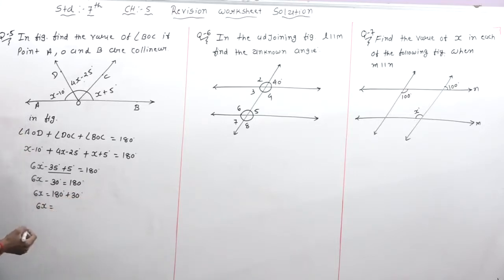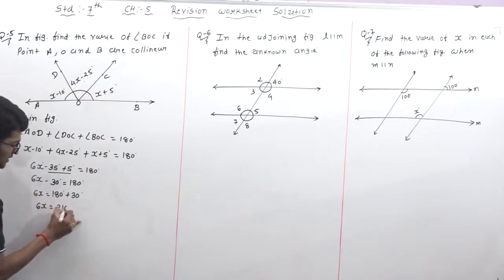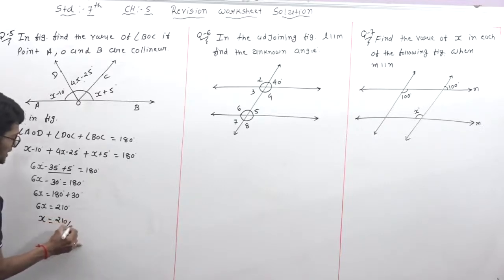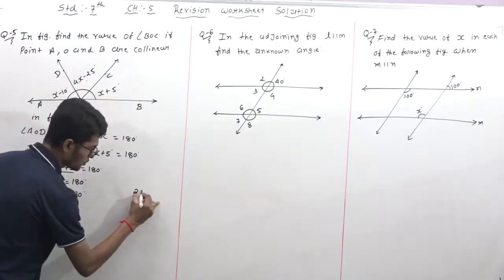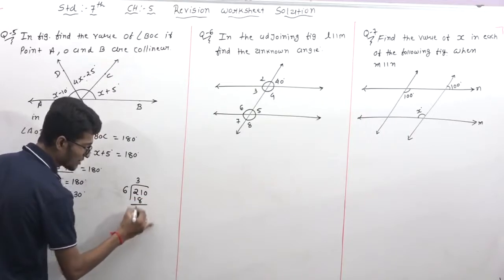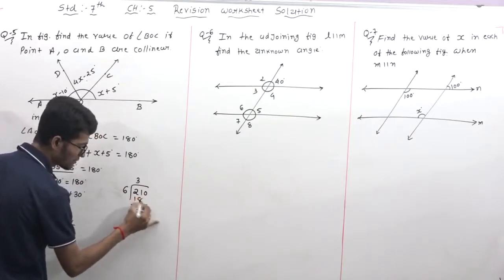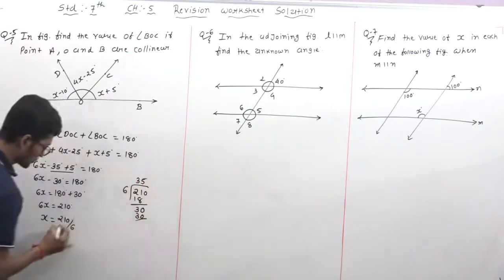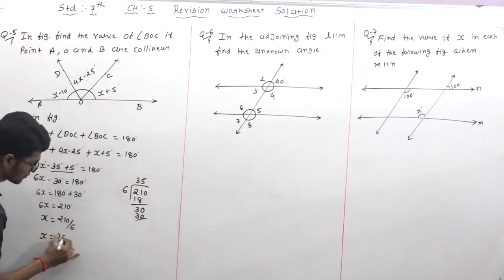6x is 180 plus 30, which means 210. So x is equal to 210 divided by 6. Now 210 divided by 6: 6 threes are 18, 21 minus 18 is 3, bring down the 0, 6 fives are 30. It means 210 divided by 6, x is equal to 35.